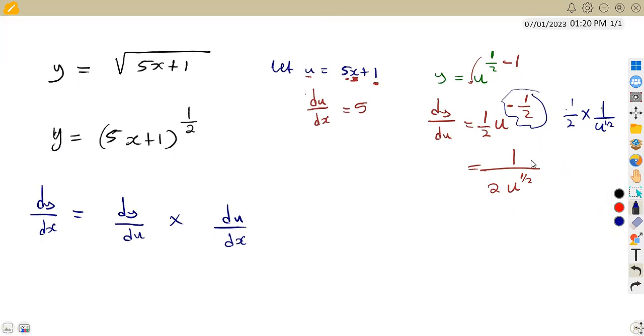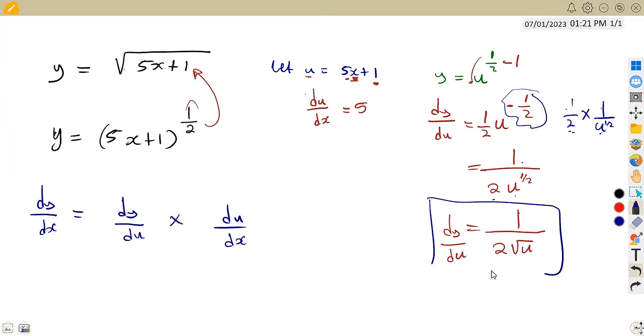So 1 times 1, which is 1, 2 times this, which is going to be 2u to the exponent of a half. But as we saw, the exponent of a half was taken from the square root. From the square root, we have a half. So it's now a reverse. We are reversing back to this part. So it is going to be 1 over 2 square root of u in this case. So this is our dy du, from y with respect to u.